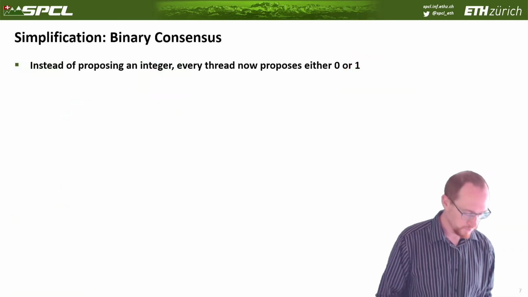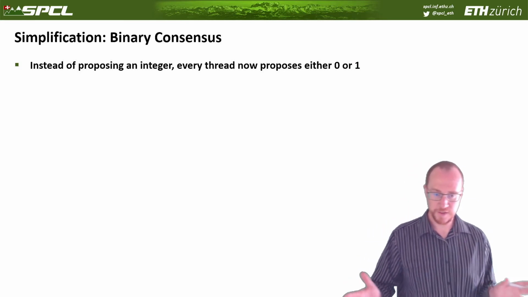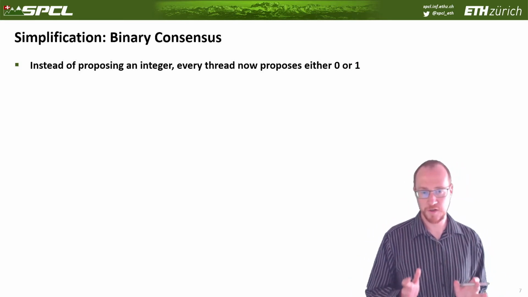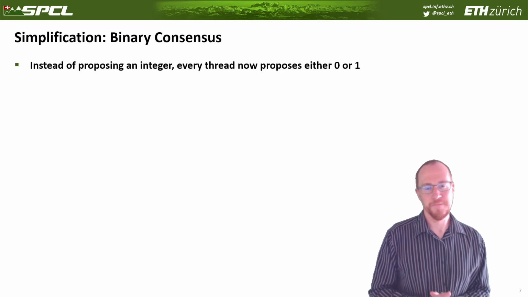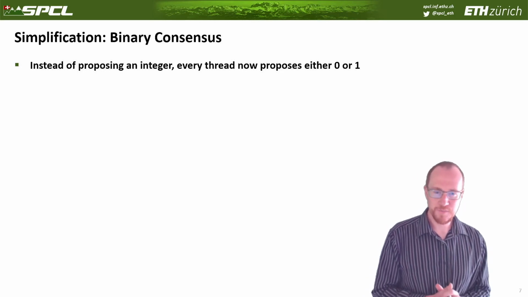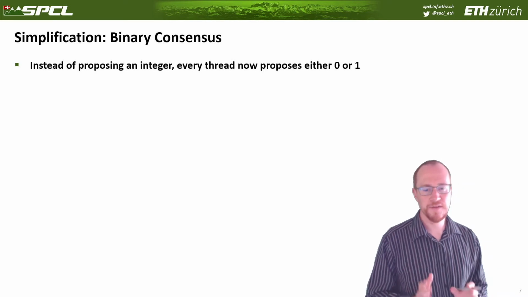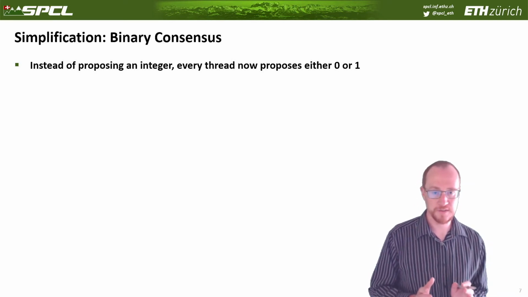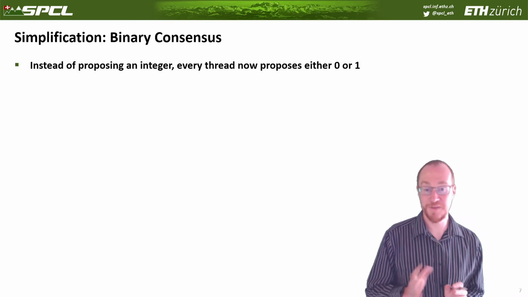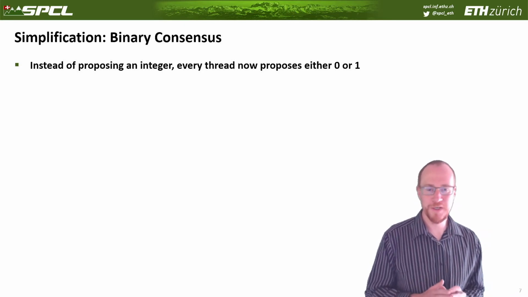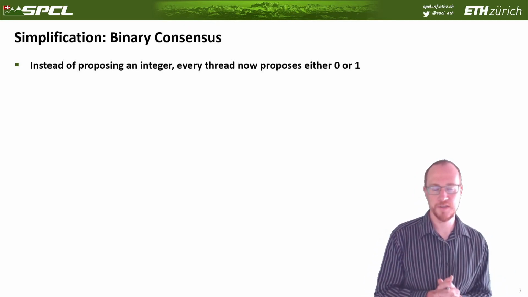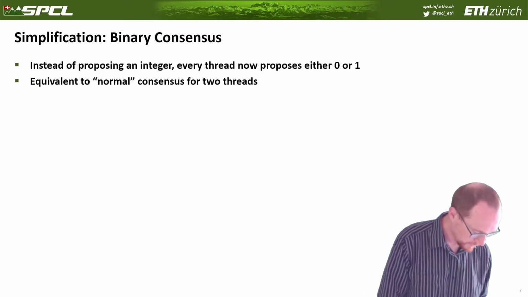Okay, so now let me simplify further. So we simplified to two-thread consensus. I already told you that we are now going one step further and say, well, it's even simpler. Instead of proposing a full integer, we can just say, well, if we cannot even decide binary consensus, where the input and the output is either 0 or 1, we can definitely not solve integer consensus. Right? This should be relatively clear.